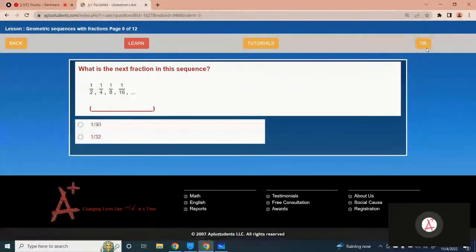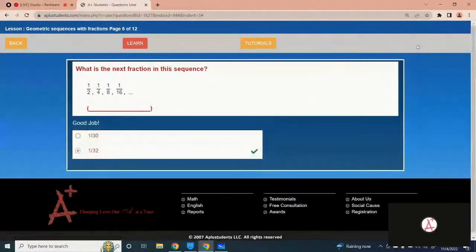The next one: what is the next fraction in the sequence? 1 by 2, 1 by 4, 1 by 8, 1 by 16. The next one is, very good. It is 1 over 32. Got it. So just select the correct option and click on the OK button.